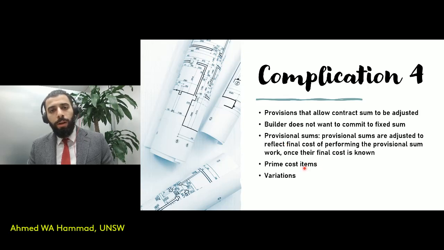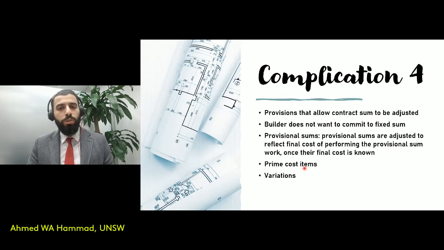Prime cost is another item that's associated with provisions that adjust the final sum of the contract. What's a prime cost item? Well, an example of that would be where the owner desires to, let's say, select certain materials for their project, but they still haven't made the selection at the time that the contract is signed. Only when the owner makes the selection would the contractor charge the owner for such a selection. So they choose the materials, and then the contractor gets that material and installs it for the owner, and then the owner gets charged.